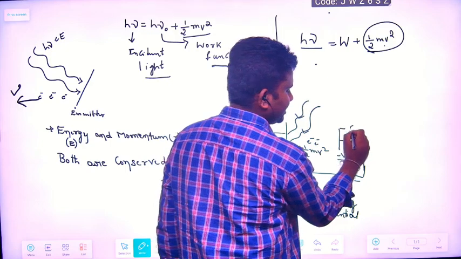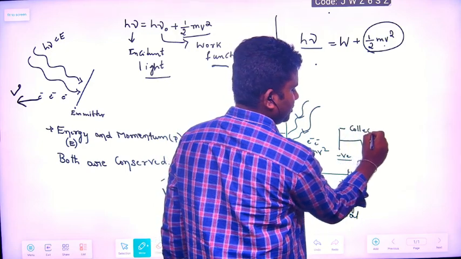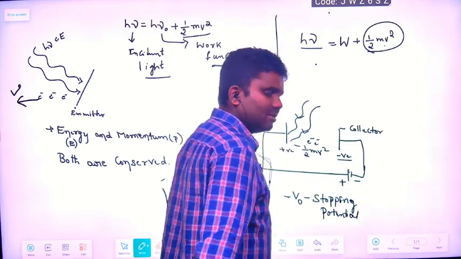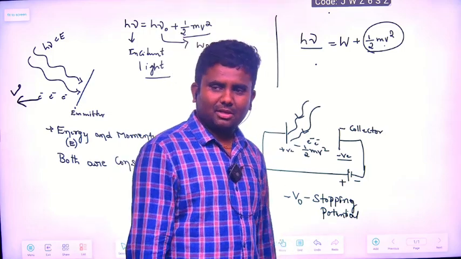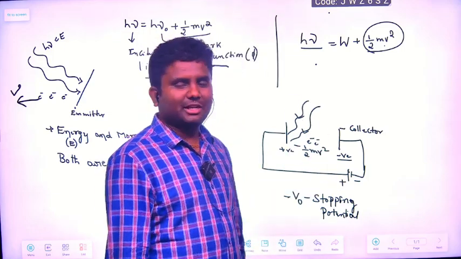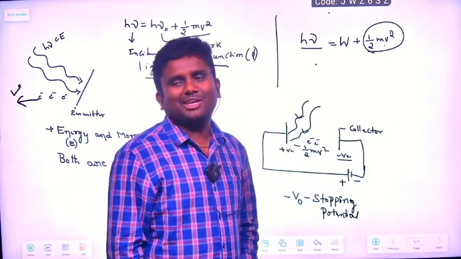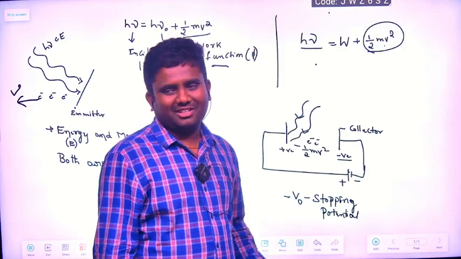This is the collector plate. While the electrons are coming to the collector plate, if you want to stop that flow of electrons, how much potential do you need to give? That we need to find.